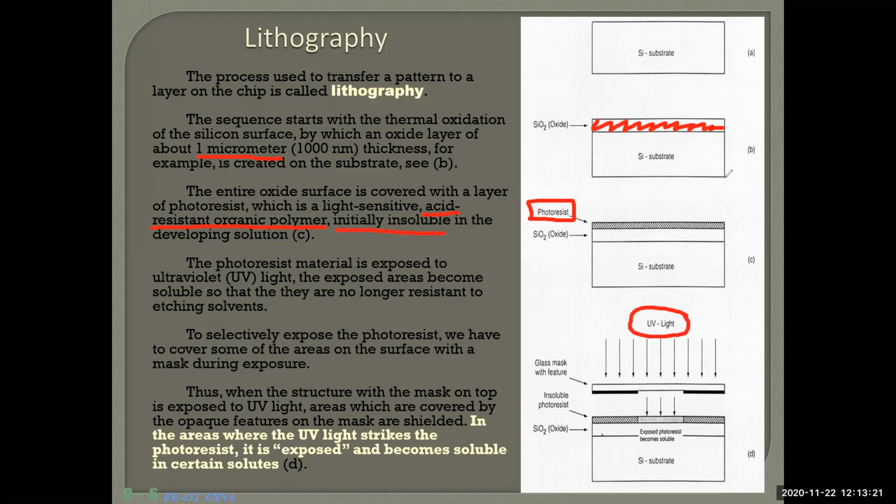At that time, acid can penetrate this. Penetrate means acid can damage this one. At first, acid does not damage it. When you give some UV light, it loses its power. Then acid can damage it. So a layer of photoresist is given on top of the silicon dioxide.